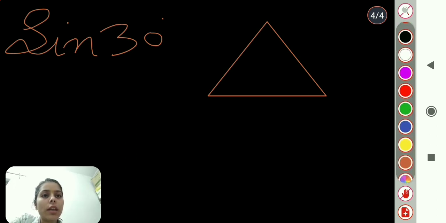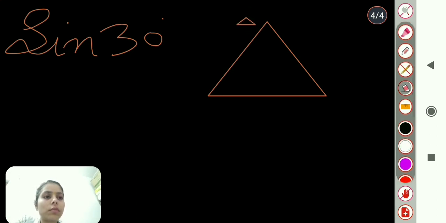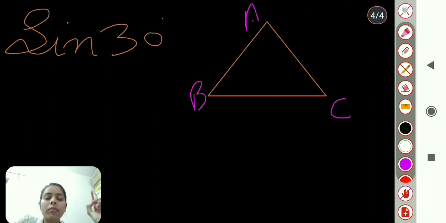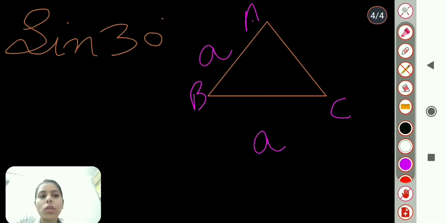This is A, A, B, and C. This is an equilateral triangle. All sides will be equal. So this side is A, this side will also be A, and this is also A.